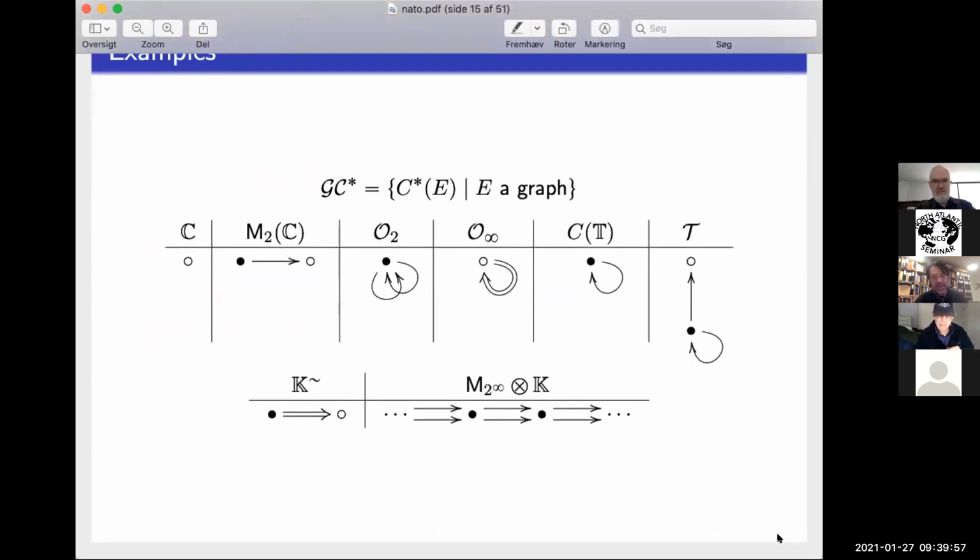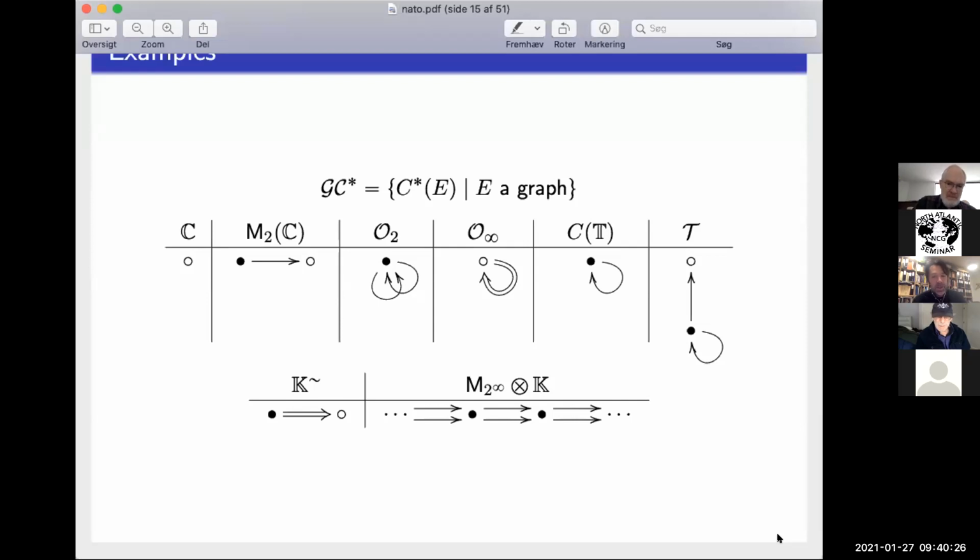This is an ad hoc notation. GC-star is a class of graph C-star algebras, where E is a graph. And here are some basic examples. You can get the complex numbers, the 2x2 matrices, the Cuntz algebra O2, the Cuntz algebra O infinity. They are very easy examples, where you can just read off the generators and relations.